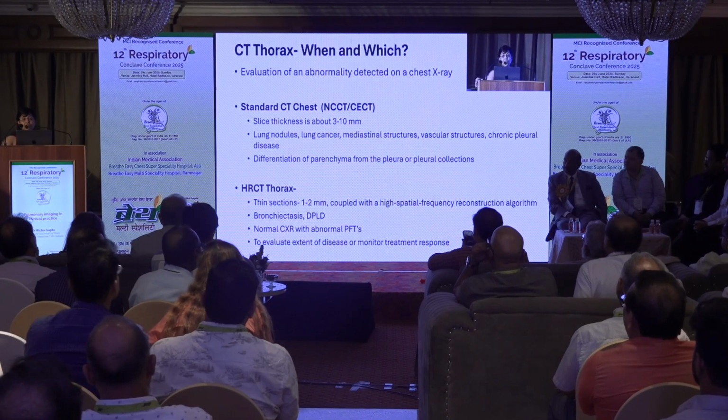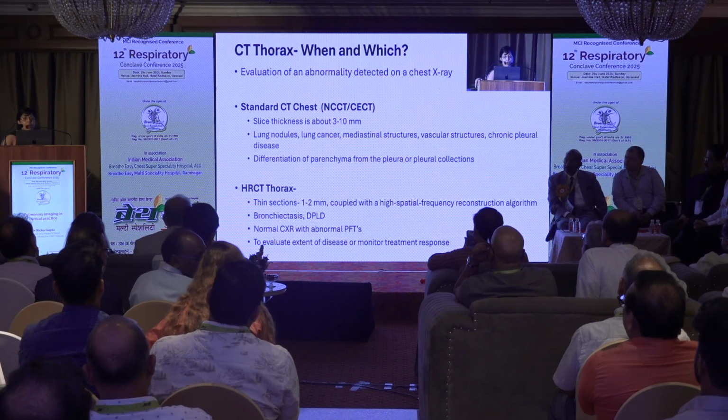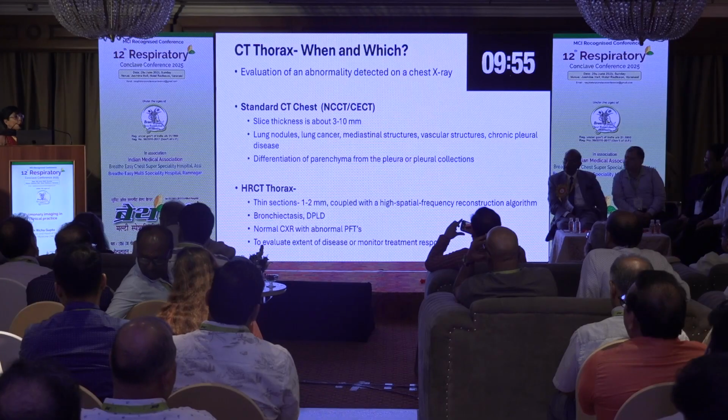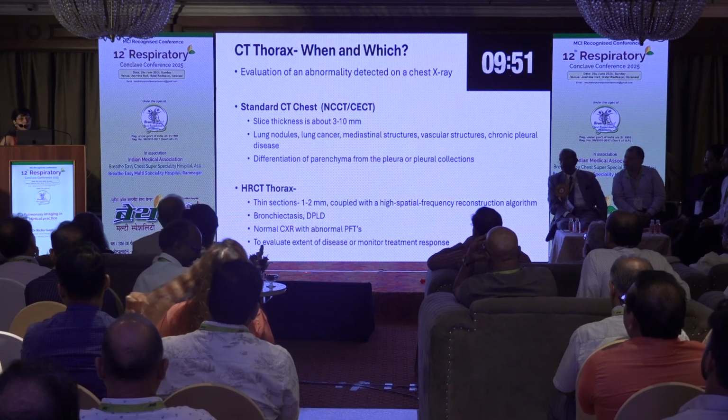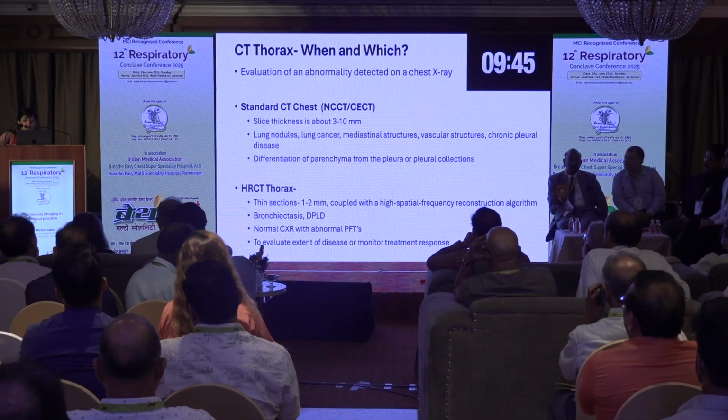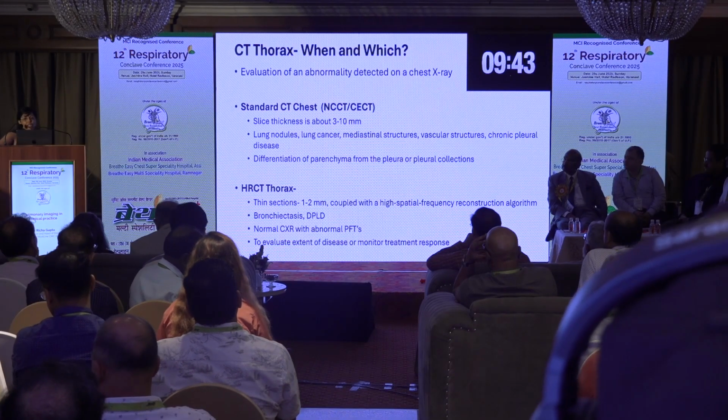This is called high resolution CT scan, and it gives you high definition images of lung parenchyma, air spaces, airway, interstitium and all, and hence it is required when you are suspecting there is bronchiectasis or interstitial lung disease, or a patient comes who is symptomatic with breathlessness, chest x-ray is normal but PFT is abnormal. So these are the indications for HRCT.